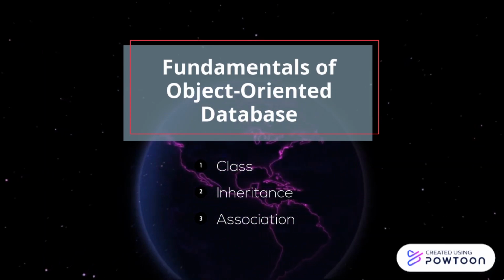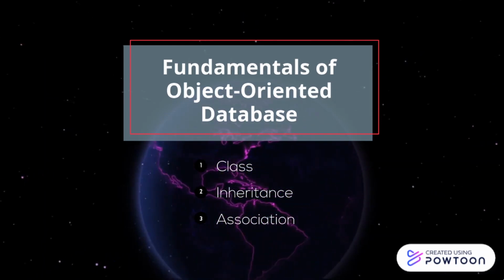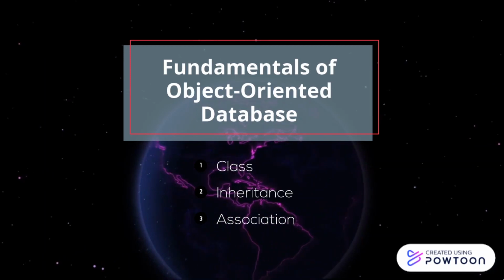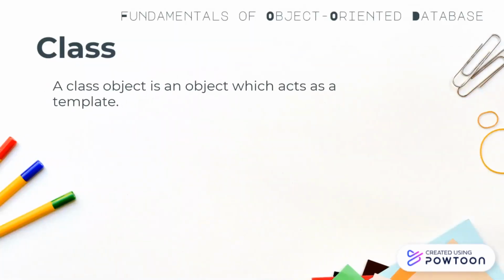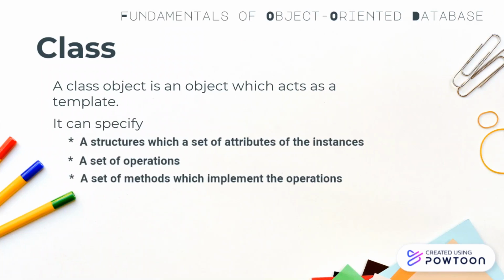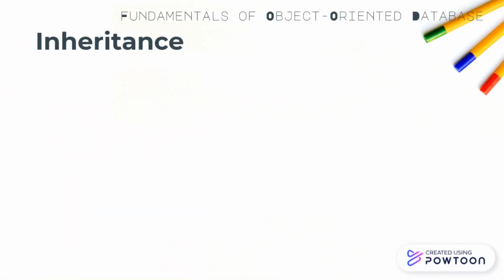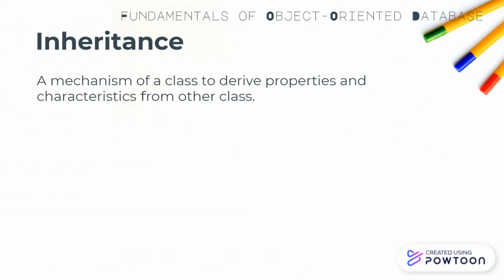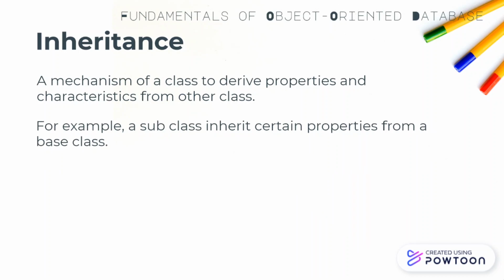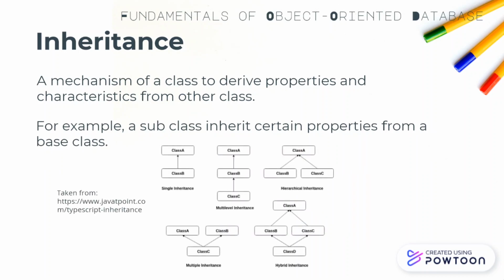There are three fundamentals of object-oriented database, which are class, inheritance, and association. Class. A class object is an object which acts as a template. It can specify a structure which is a set of attributes of the instances, a set of operations, a set of methods which implement the operations. Second, inheritance. Inheritance is a mechanism of a class to derive properties and characteristics from another class. For example, a subclass inherits certain properties from a superclass.